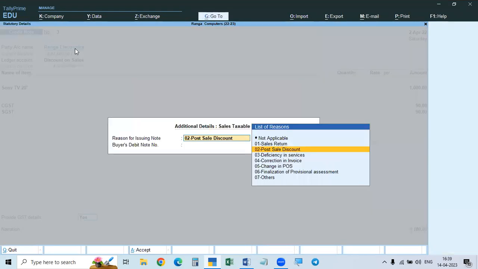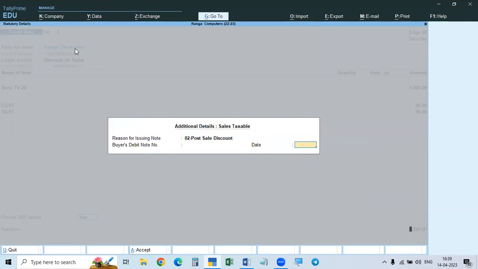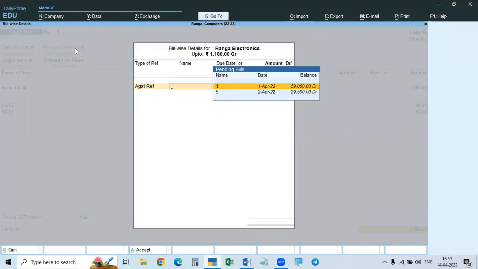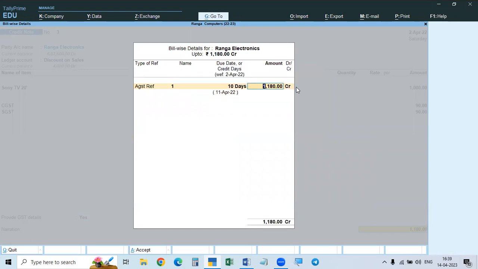Now down here, this is called post sale discount, and we will leave it blank and enter it later. And now we come to the details. Number 1, 1st April. Here, what is the amount? It will take the correct amount.